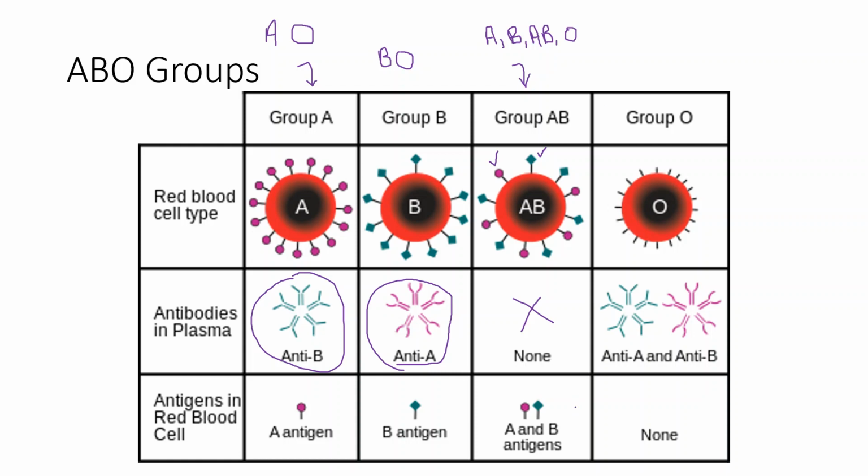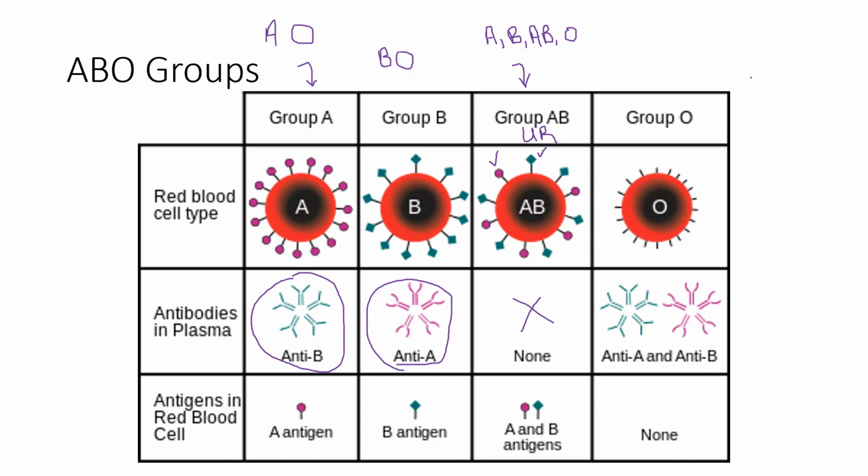O doesn't have any antigens anyway. So they don't have any antibodies to fight off any of these. So they can receive from everybody. Group AB, type AB blood, is the universal recipient. I'm just going to put a UR right here for universal recipient. They can receive from anybody.